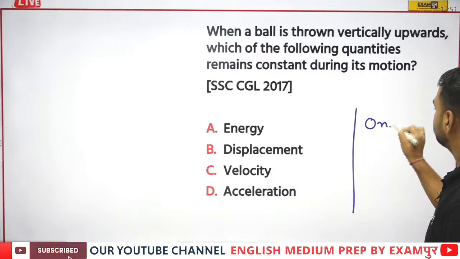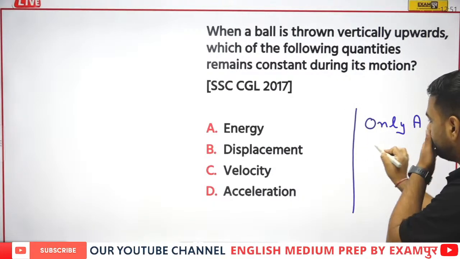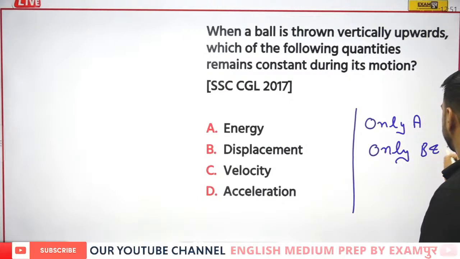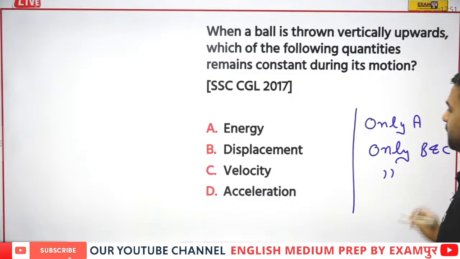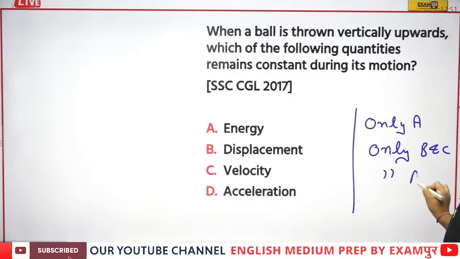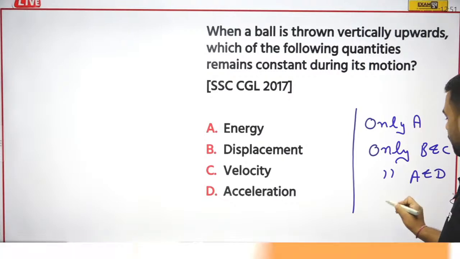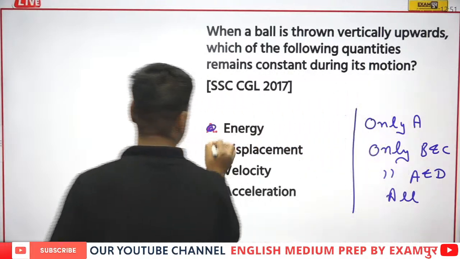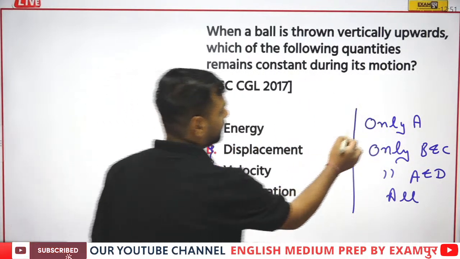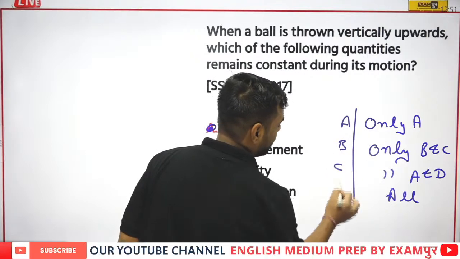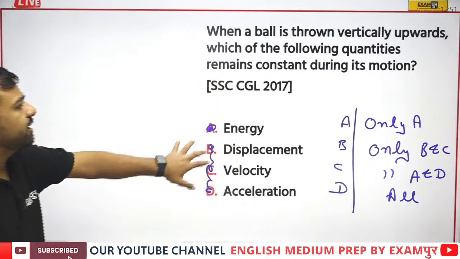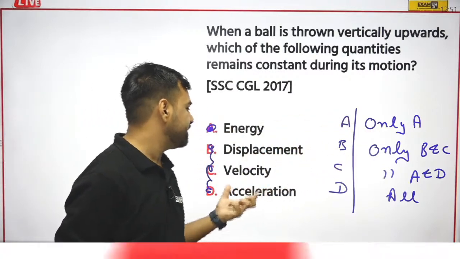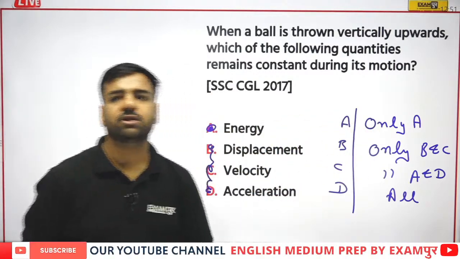Only A. Then we have only B and C. Then we have only A and D, or we can write all of the above. These are actually the options. Forget these ABCD. These are the new ABCDs and I need an answer from everyone. So we have only A, only B and C, only A and D, and all of the above. What is going to be the correct answer?